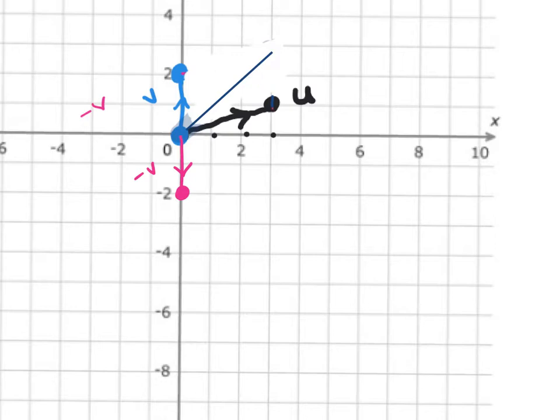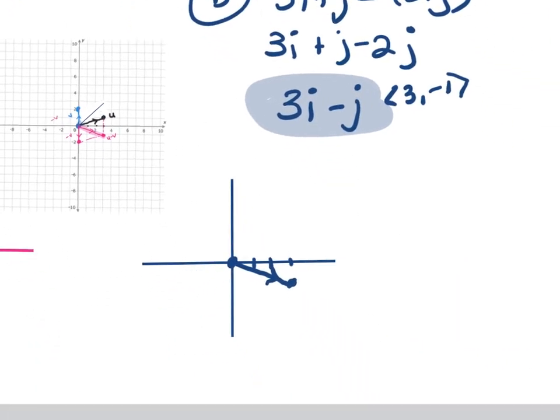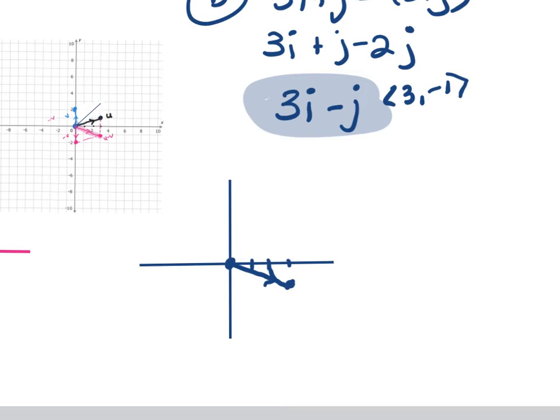Now I enclose these. This would be U minus V. And again, if you compare it to what we did on our other graph, they should be the same. Starting point's always the origin, right? Yep. Unless they give you different initial and terminal points. But if they're in component form, starting point's always the origin.